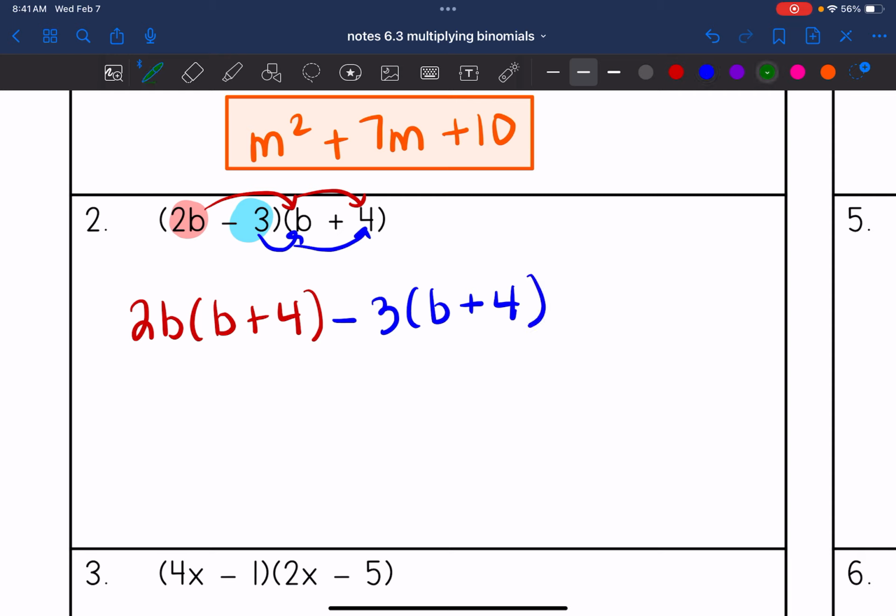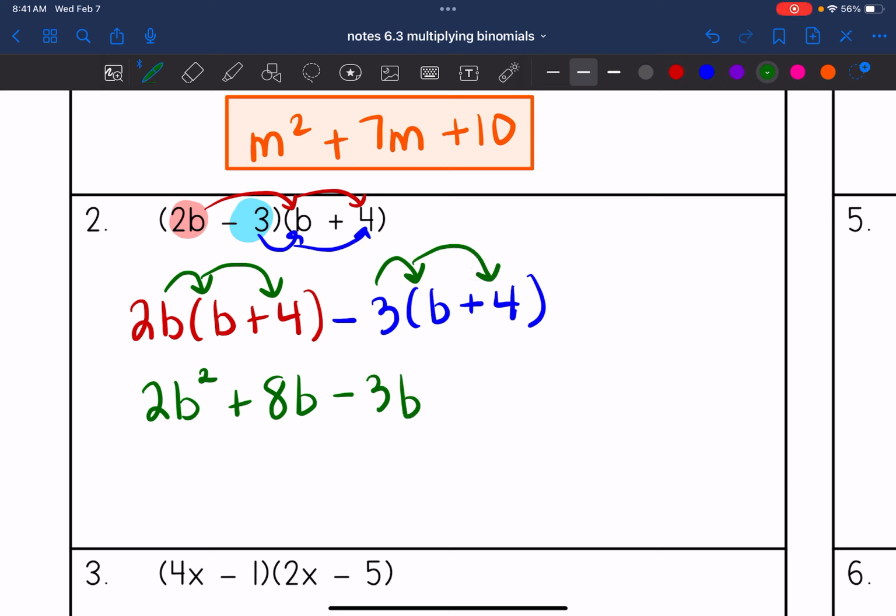Okay, now let's do our multiplying. 2b times b, I still keep the coefficient 2, and then now since there's two b's, it's going to be b squared. 2b times 4 is plus 8b. Negative 3 times b is negative 3b. And negative 3 times 4 is negative 12.